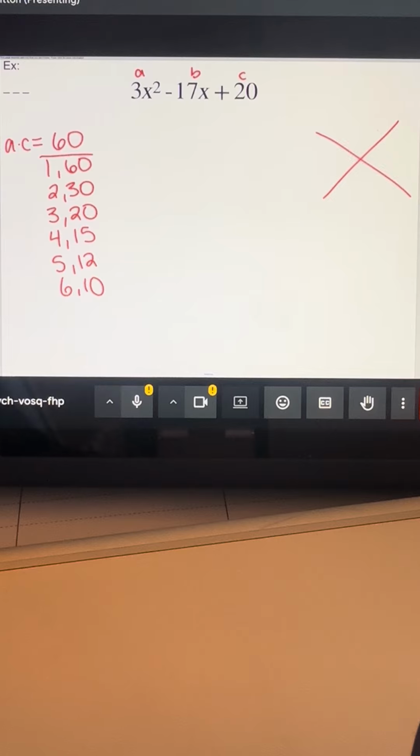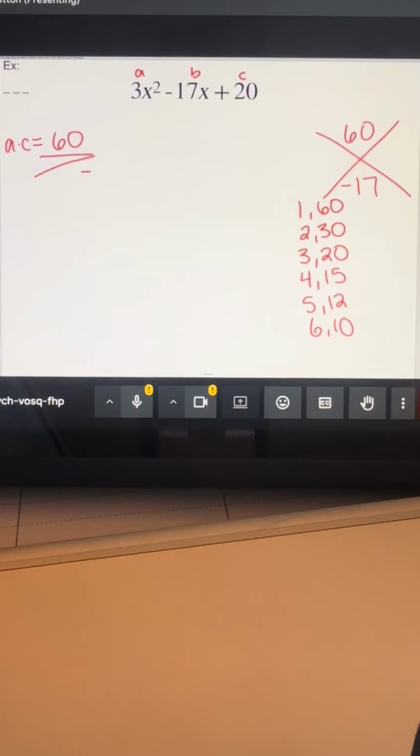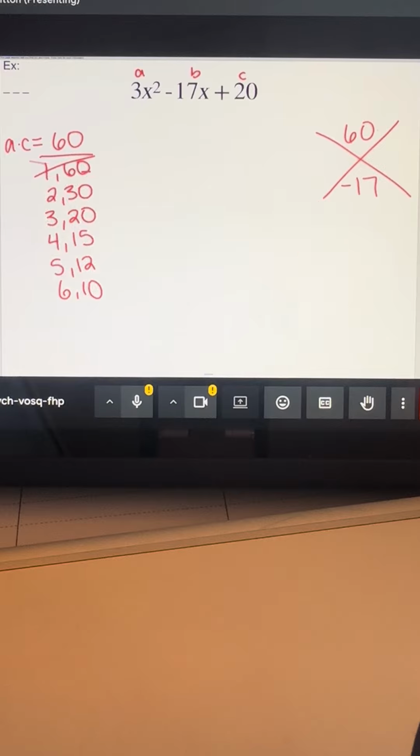So I need it to be a 60 and a negative 17 this time. 1 and 60, is that ever going to give me 17? No, that's going to give me 58 and 61. No, that'll never give me 17. 2 and 30. 28, 32. That's not going to give me it.